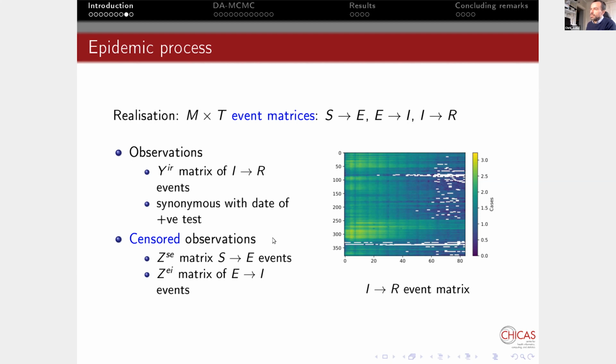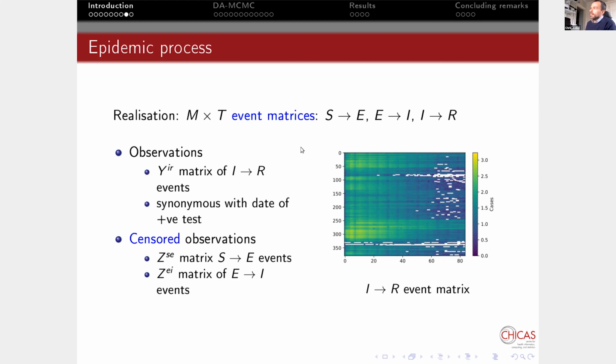And there are actually two types of censored data in this model. There's what we call partially censored event times. So these are S to E and E to I events for individuals for whom you've already observed an I to R event. So for these individuals, you know the number of SE and EI events in this matrix, but you just don't know quite when they happened.